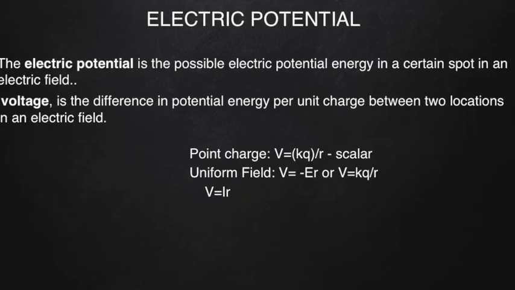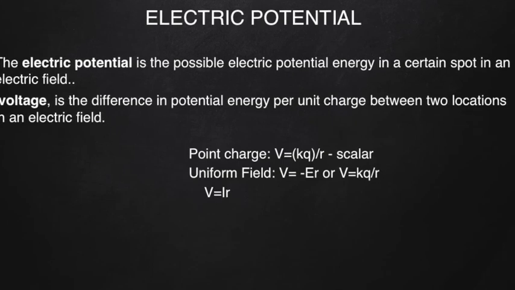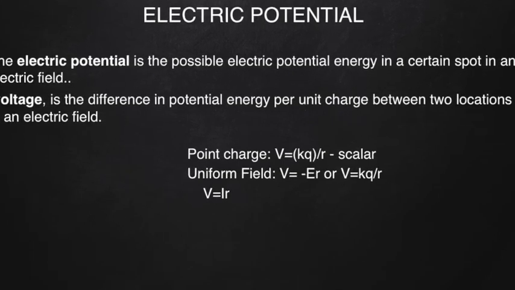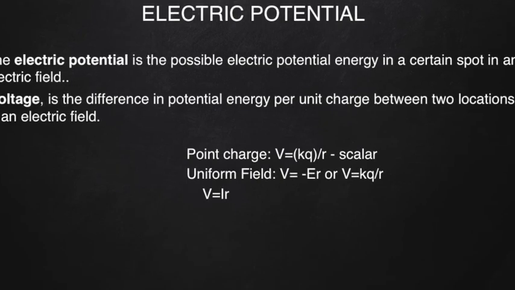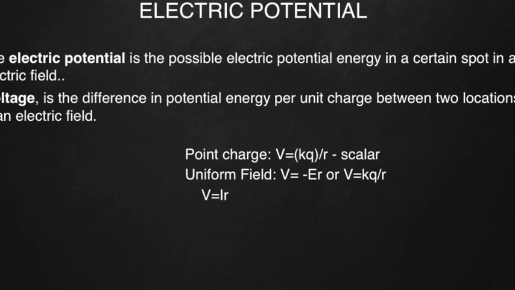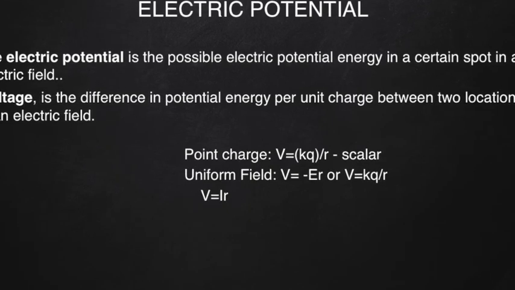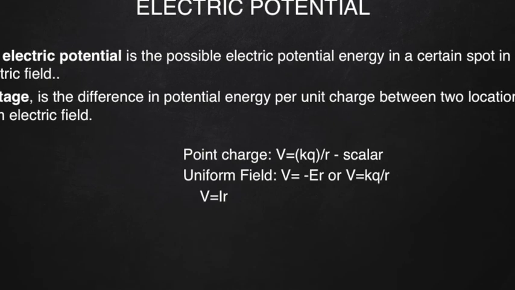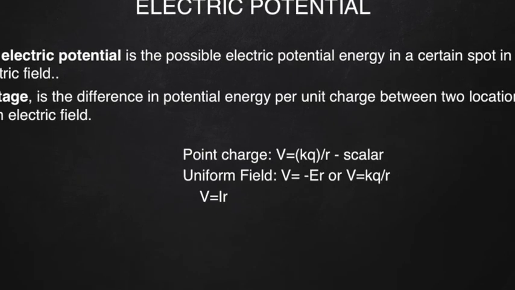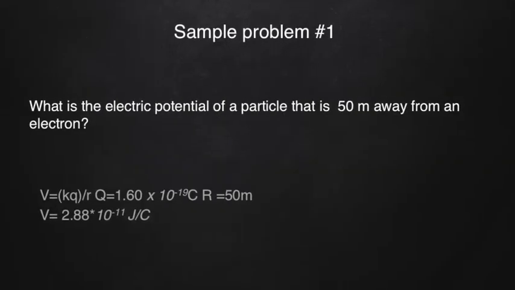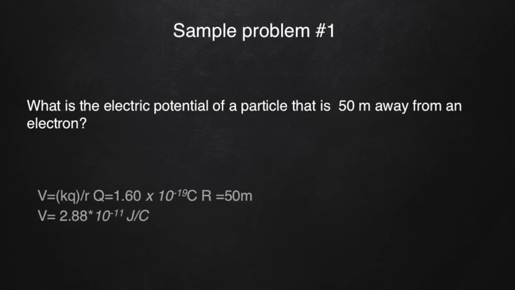The formula for electric potential is V equals kq over r for the point charge, and for the uniform field, it's V equals negative electric field times R. By substituting E with the formula of uniform field for electric field, we get V equals kq over R. So here's a sample problem. Please pause the video and attempt to solve the problem on your own.